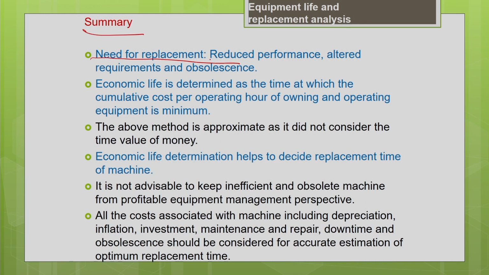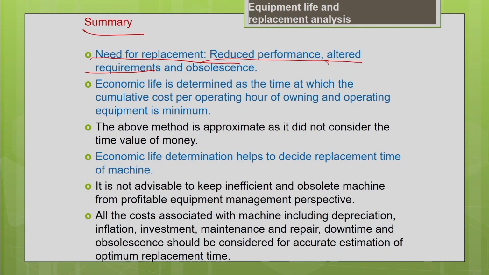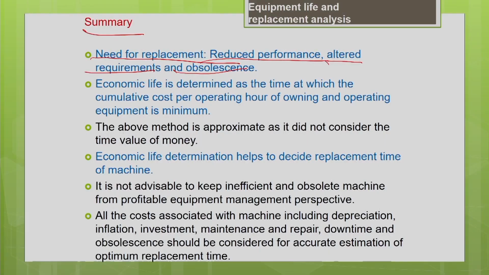Because your old machine, because of the wear and tear, may be showing reduced performance and reduced productivity, and there may be a sudden increment in the productivity requirement at your project site. So there may be some altered requirements. For that you have to replace the old machine with a new machine which has better productivity than your old machine. And obviously your machine would have become obsolete because of many competitive models available in the market. So there are different reasons which justify the replacement of the old machine with the new machine.